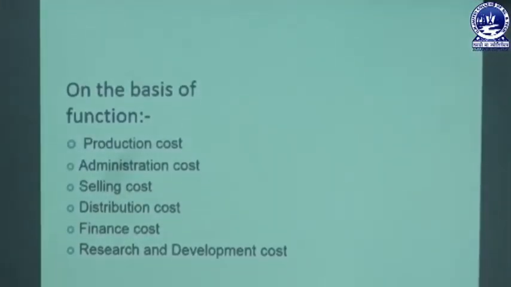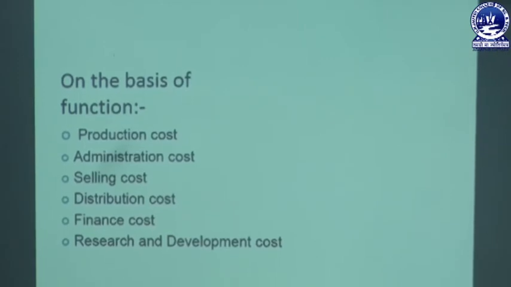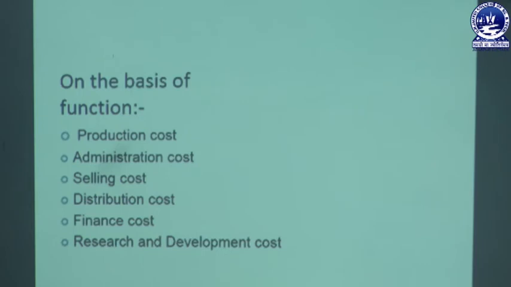The second classification is on the basis of function, that is production cost. That means the cost incurred for producing a product is called a production cost: material, labor or other expenses. Second one is administration cost, the cost relating to administrative or office overhead, that is office lighting, office rent, office manager salary, telephone bill. These are basically administrative-related expenditure. The sum total of that is called an administration cost.